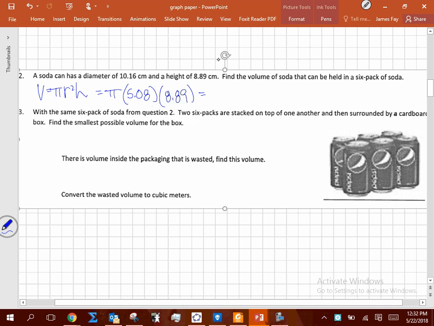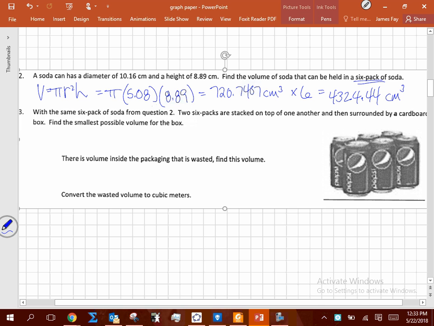I multiply that out, I get 1 can to be 720.7407 cubic centimeters, right? Okay, but I want a 6-pack, right? So what do I need to do with that number? Times it by 6, and that will turn into 4324.44 cubic centimeters. Is that all right, everybody?